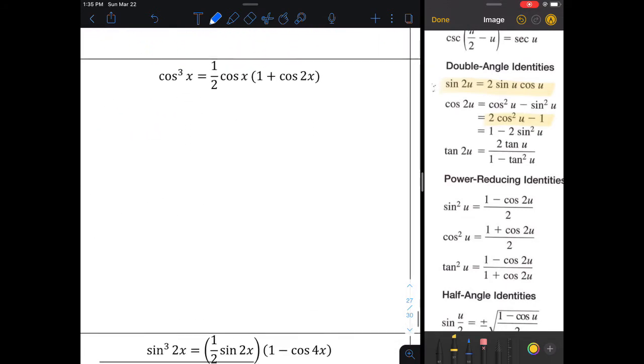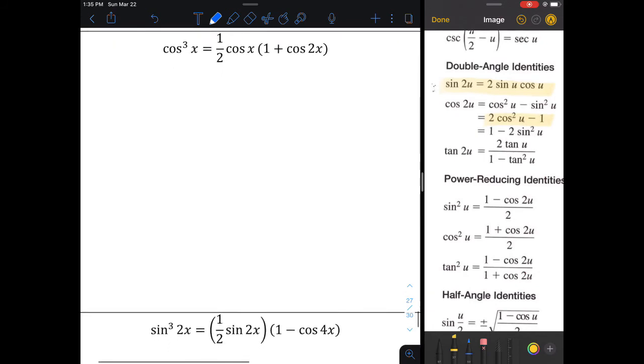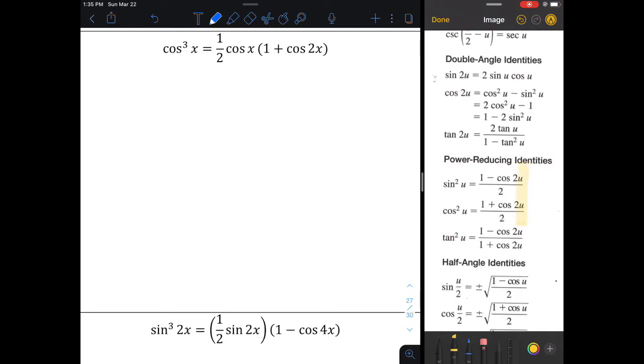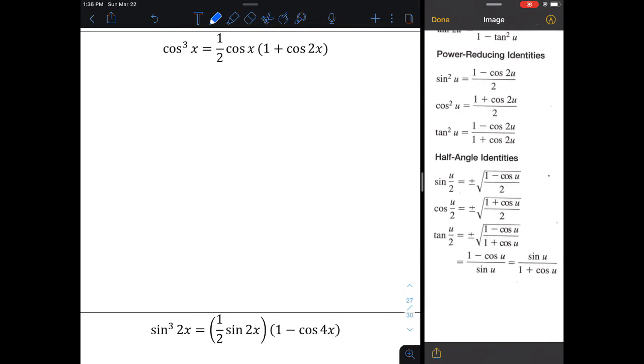All right, let's go to a different one. Cosine to the 3rd power of x equals 1/2 times cosine x times 1 plus cosine of 2x. And I figure out, well, how do I want to proceed here? Well, we're going to wind up using some power-reducing identities. But my power-reducing identities are only for trig functions being squared. So I'm going to rewrite the cosine to the 3rd power as cosine of x times cosine squared of x.